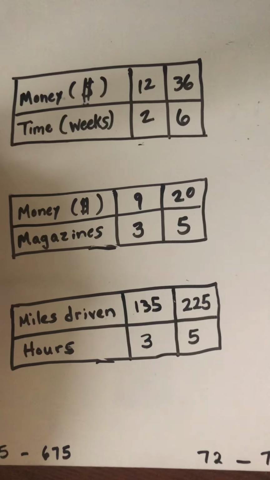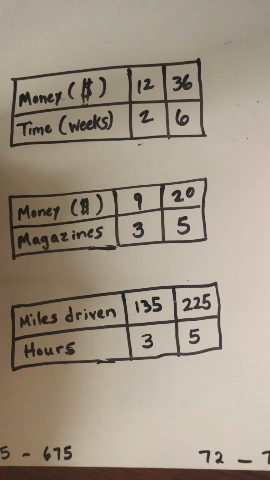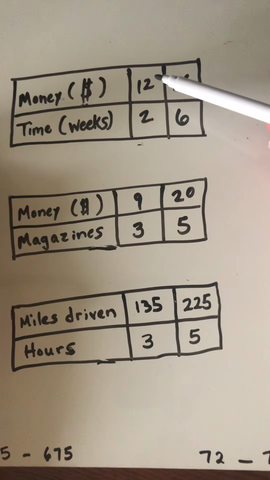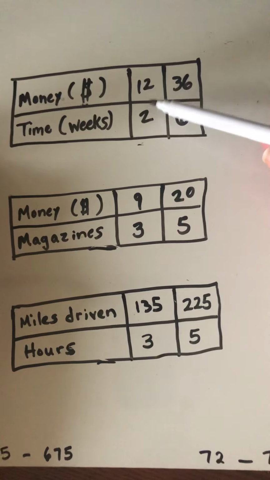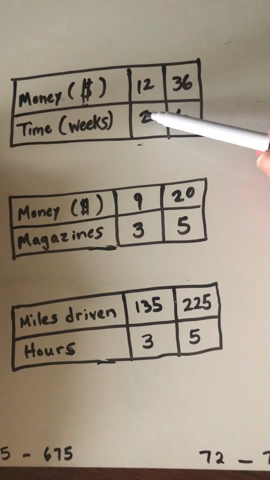Hi, we're going to look at equivalent ratios. And in this video, we're going to talk about two different methods, just like we did with ratio tables. And we're going to look at the ratio of 12 to 2, or $12 for 2 weeks worth of work.